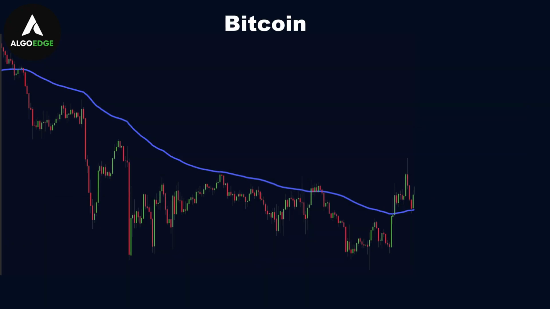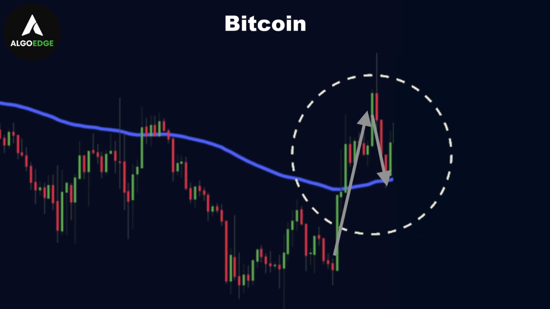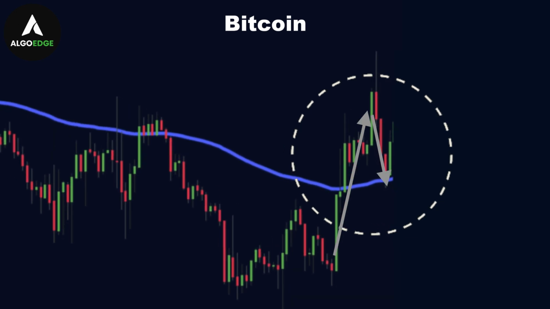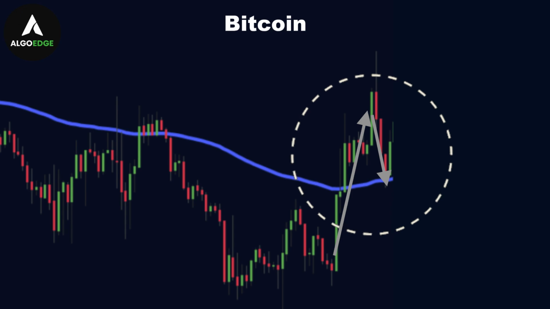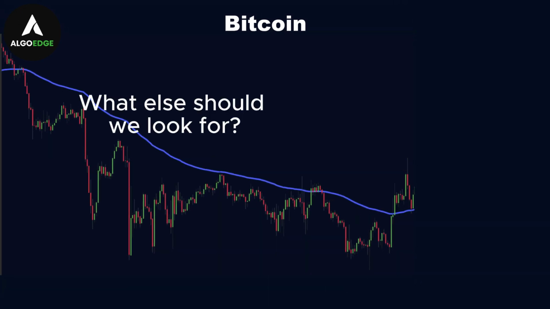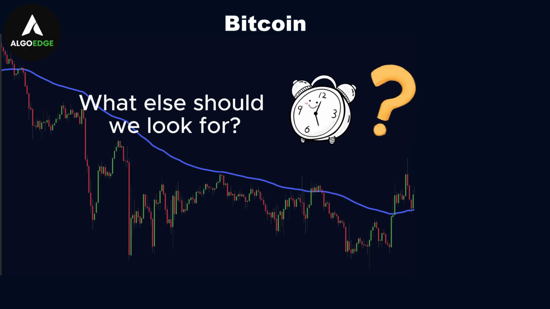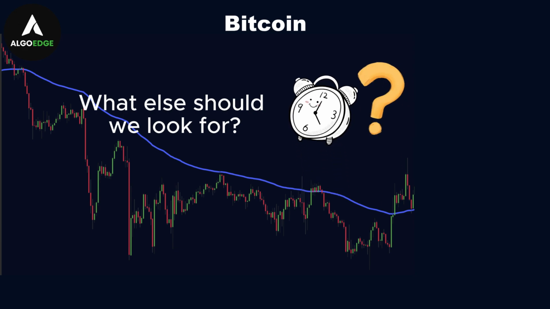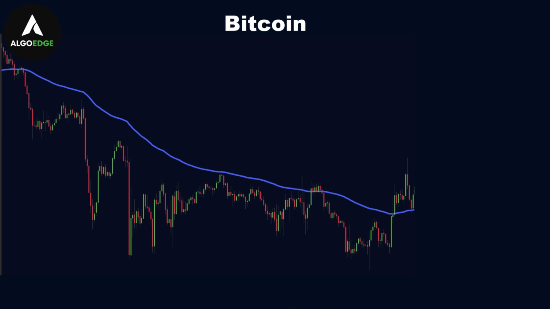Once again, you can see that price clearly respects the EMA 100 as a dynamic resistance. Then, as soon as price breaks above the EMA, we see another pullback toward the EMA 100. Now here's a question for you. What else should we look for before entering the trade? Exactly. This previous resistance level has now flipped into support.